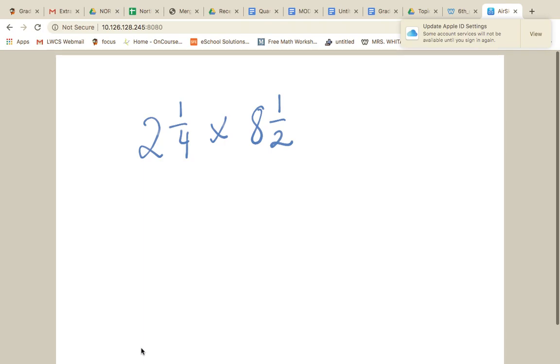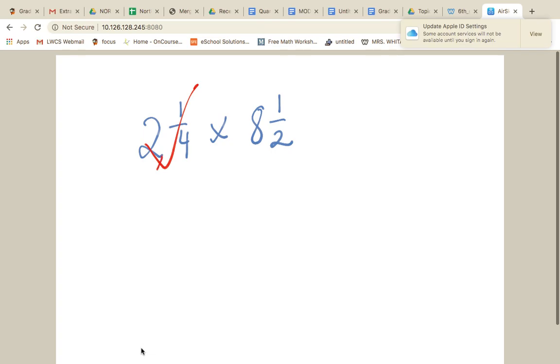Now, can I just multiply across like we did before? No, because I have a mixed number. You have to convert it to improper before you can multiply. It's the law of fraction multiplying. So I do the check mark. Some of you guys do different strategies, that's fine.